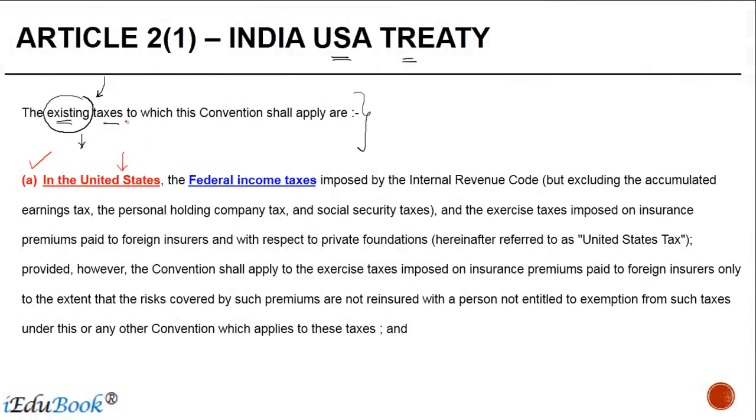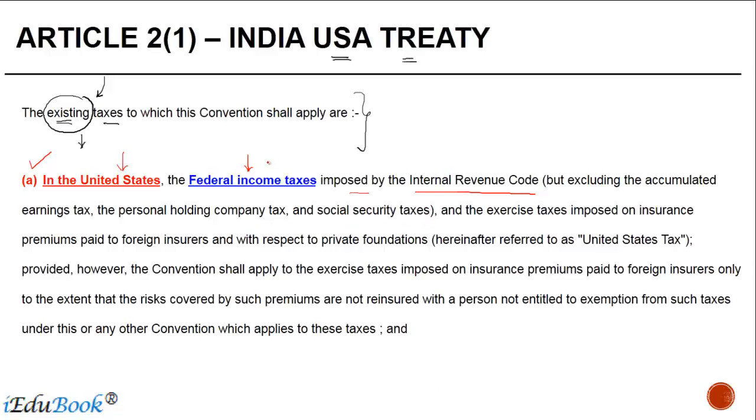So it says the existing taxes to which this convention shall apply are, in the United States, the federal income tax imposed by the Internal Revenue Code. Federal is the country-level tax that we are talking about, but excluding the accumulated earnings tax, the personal holding company tax, and social security taxes.